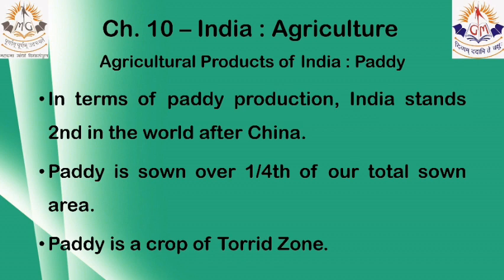Next line is also important. Paddy is a crop of torrid zone. This we are talking about the heat zones that you learnt in the earlier standards. The world is divided into 3 heat zones: torrid zone, temperate zone and frigid zone. Out of that, torrid zone, that means equator, Tropic of Cancer at top, Tropic of Capricorn at bottom. That is the area where this crop is taken, because rice needs lots of heat, lots of humidity, lots of water. That is available in plenty in the torrid zone.